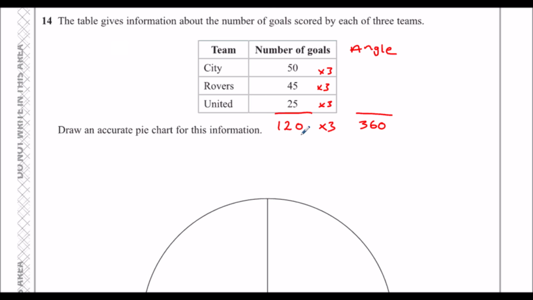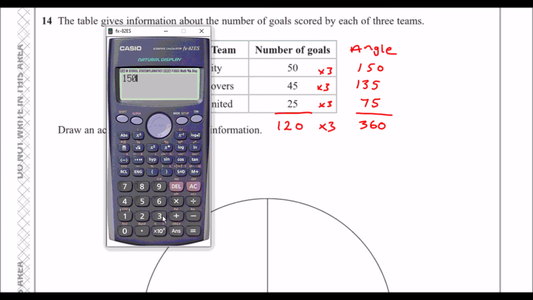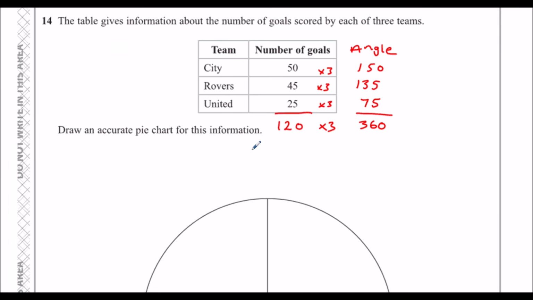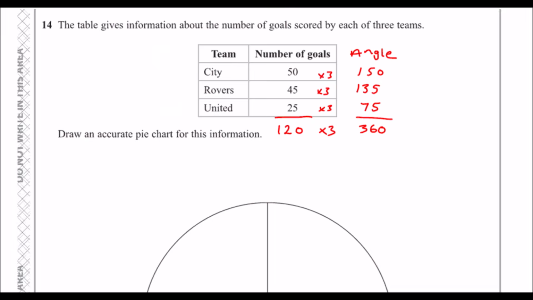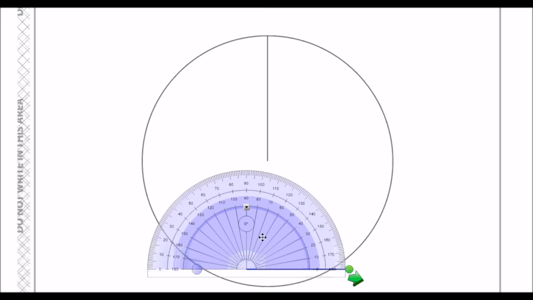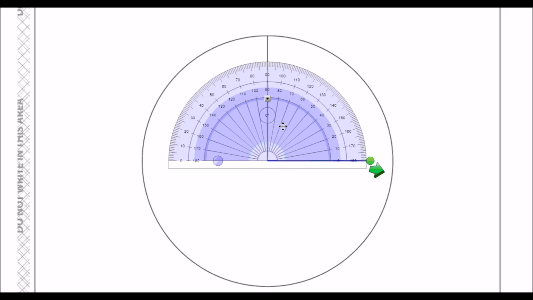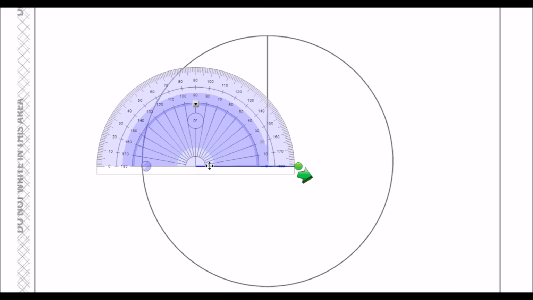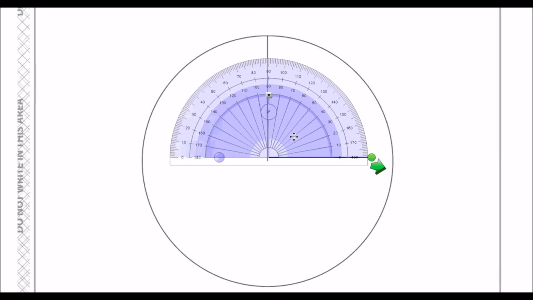So 50 times 3, use the calculator if you're not sure, 150. 45 times 3 is 135, and 25 times 3 is 75. And we can check that they add up to 360. 150, 135, and 75 add up to 360. So now let's draw these angles on. So we need a protractor, and we're going to line up the center of the protractor with the center of the circle.